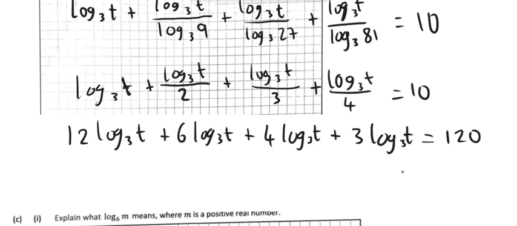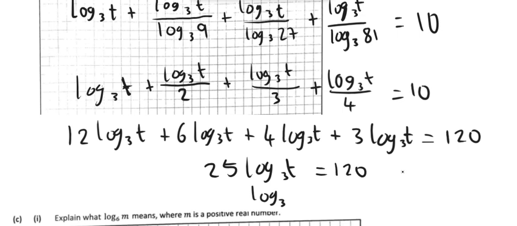So I can add up all, because they're all just log t to base 3's, and just add them all together. So 12 and 6 is 18, and 4 is 22, and 3 is 25. So we get 25 log t to base 3. So I end up getting that equals 120. Therefore, if I bring over the 25, I just get log t to base 3 is equal to 120 over 25.